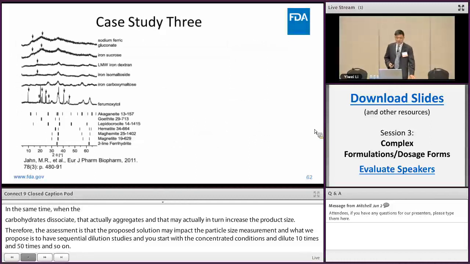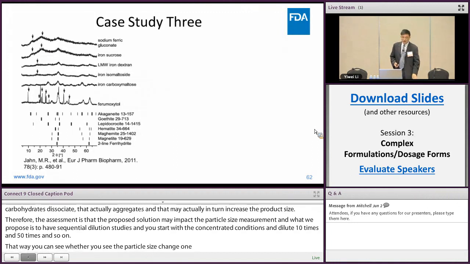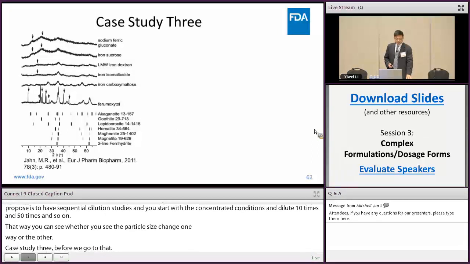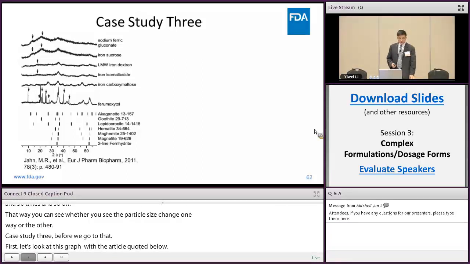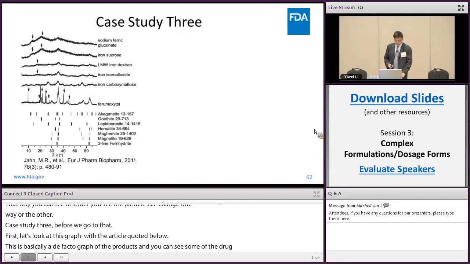So before we go to that, first let's take a look at the left panel. This is a graph that copied from the article quoted below. So this is basically a XRD diffractograms of the iron colloid drug products. As you can see, some of the drug products actually produce rather sharp peaks, for example, Ferumoxytol at the bottom. But other drug products, for example, iron sucrose, the second one, they produce rather weak and broad peaks.